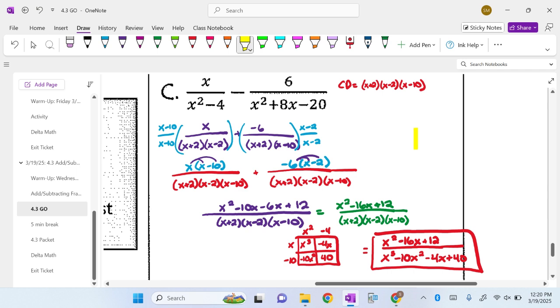So the common denominator is still the same. It's just that should have been a x minus 2. That should have been x plus 10. So actually the common denominator is different. You know what, guys? If you did it, good job. I'll fix it later when I post the notes. All right. So we're gonna do more practice on this anyway, so don't worry about it.